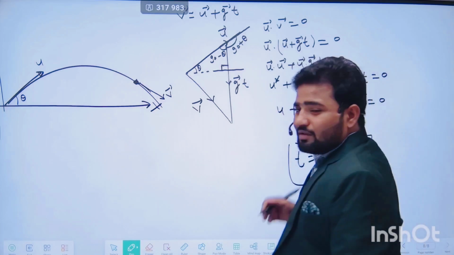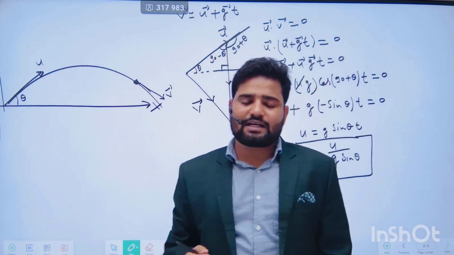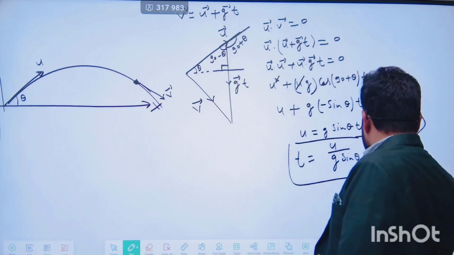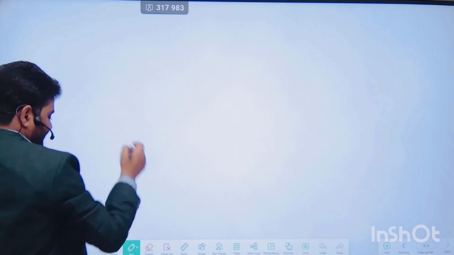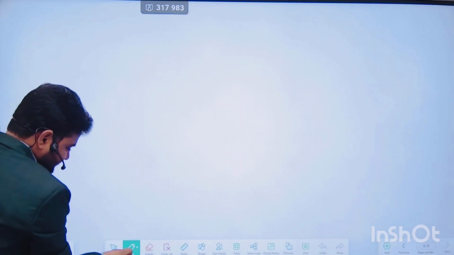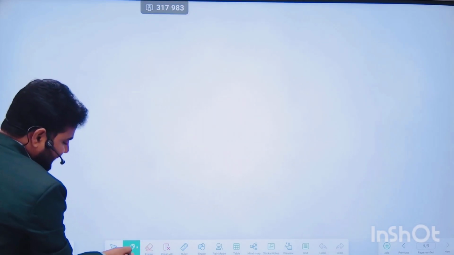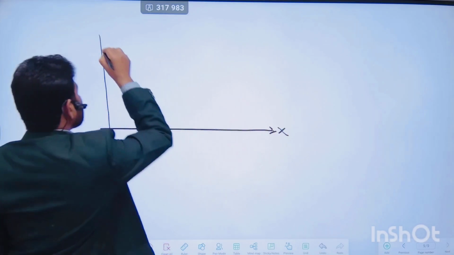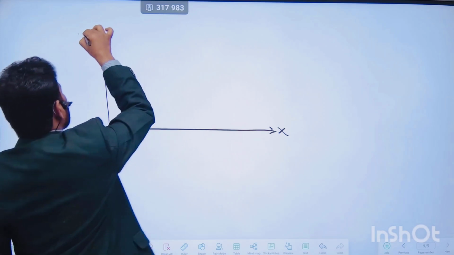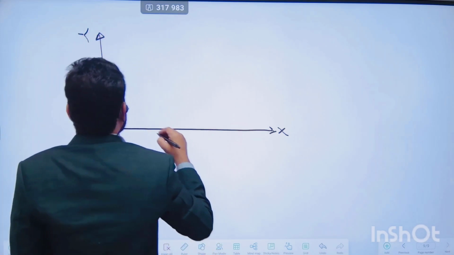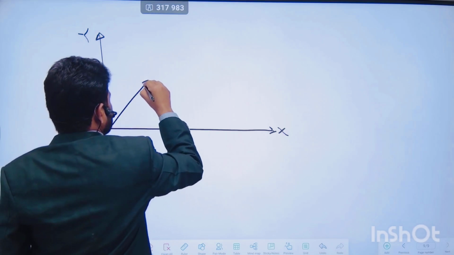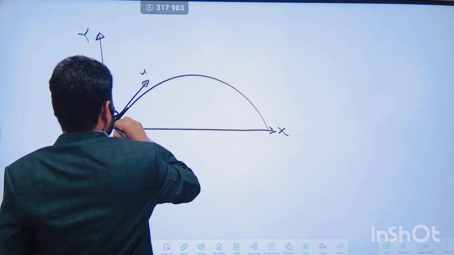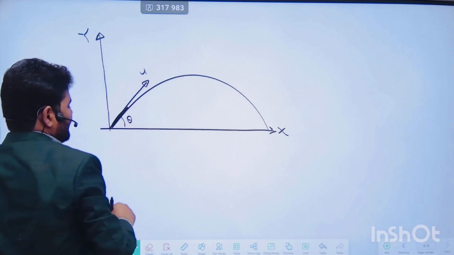So we will talk about the trajectory of projectile. How will we calculate the trajectory of projectile? To calculate it, we all know that time is the common parameter. Say for example, this is x and this is y. So time is the common parameter, if the projectile is launched at an angle of theta with initial velocity u.